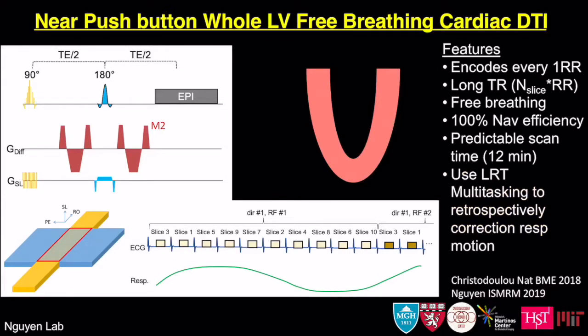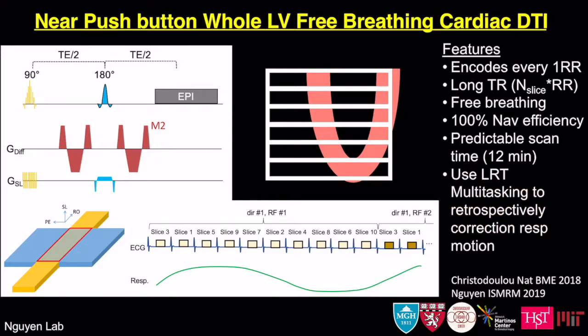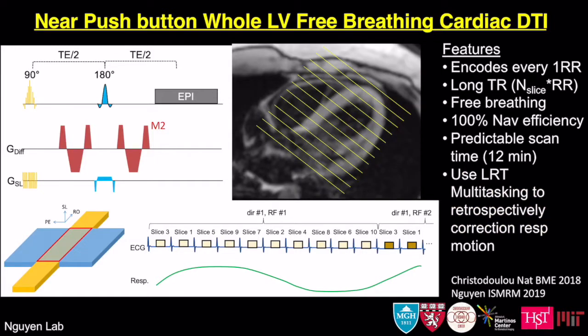So the first thing we did is said, okay, well, we need to be faster because we need to get a lot of directions and we need more averaging given that it's a cardiac application. And so we did this multi-slice push-button sequence. You can imagine we're just capturing a bunch of slices and then retrospectively binning them with low-rank tensor.